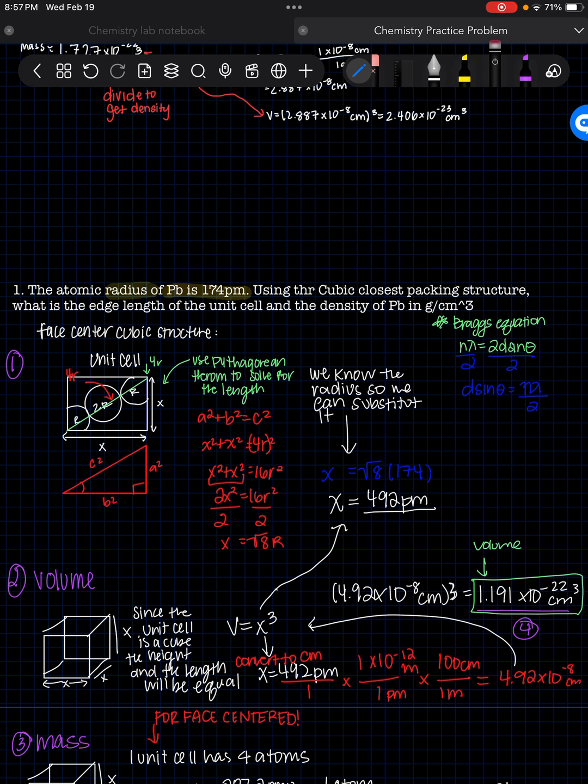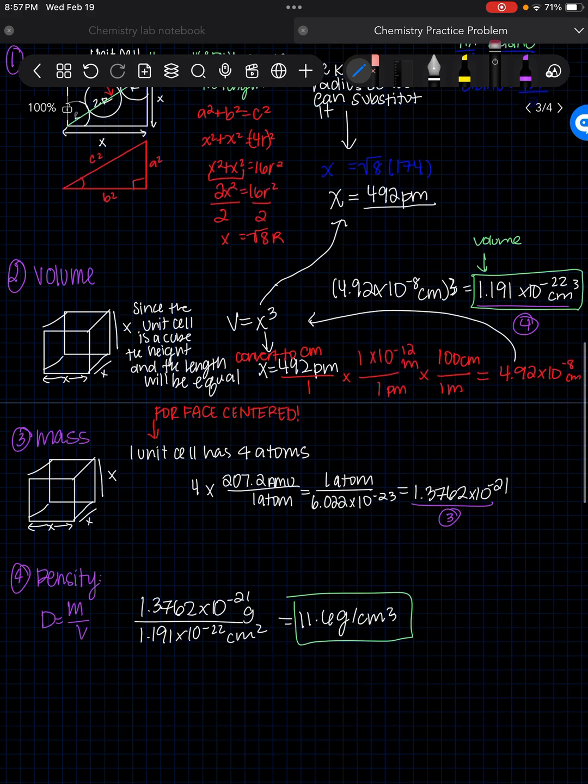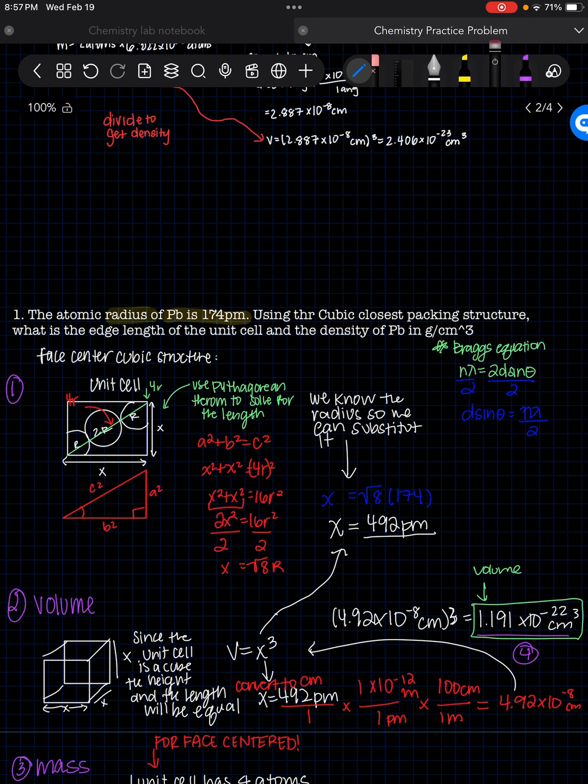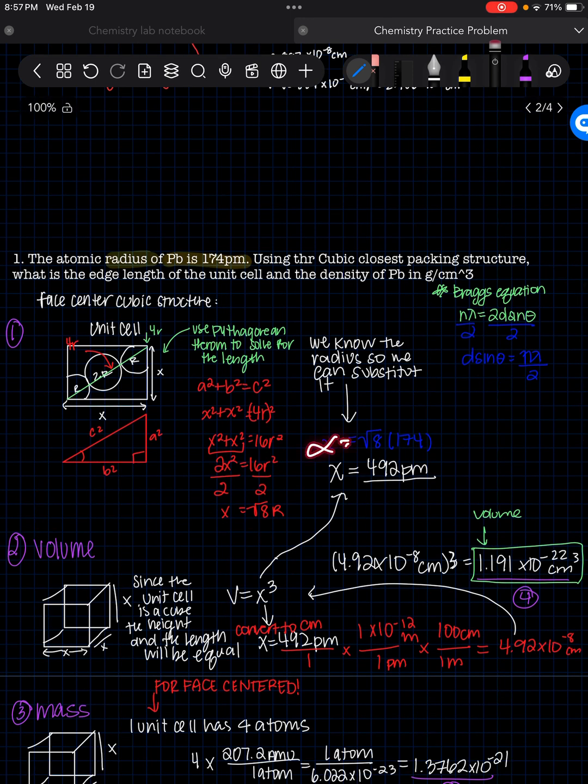And this is how you're going to solve for the first part of the question, number 1. I have the steps written down on the side in purple. The first part is the edge length. I hope that most of the questions give us the radius. So we know the radius, which is r, because 4r is right here. We know the radius is 174 picometers. So all you've got to do is plug it in: x equals the square root of 8 times 174 picometers. Just keep that in mind.